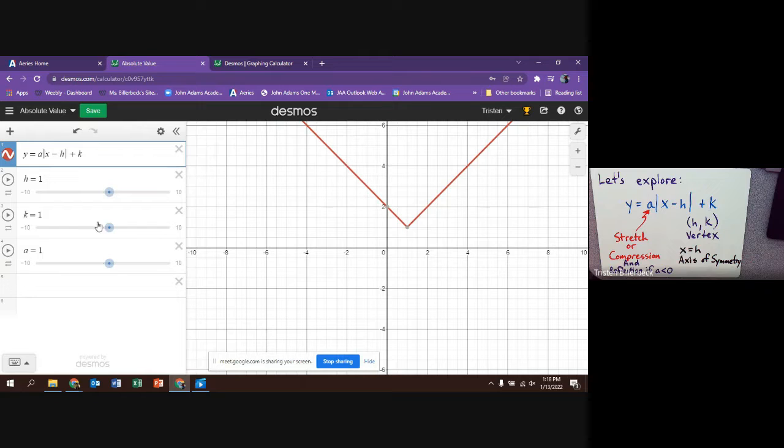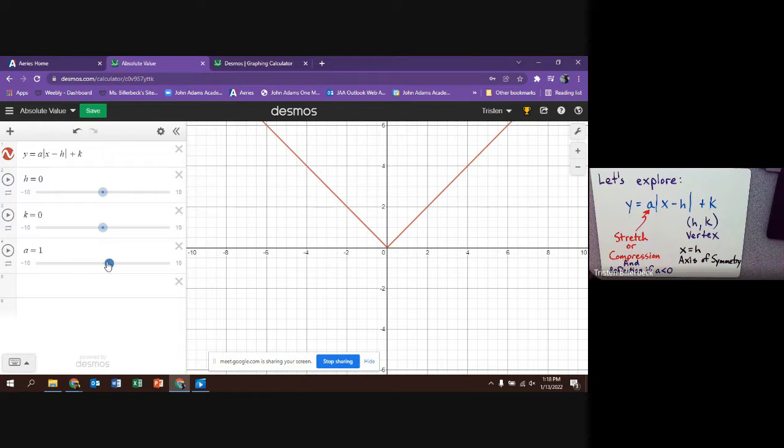So we can see that if H is 0 and K is also 0, we have the parent function. A is 1 as well. So at 2, we're going through 2. At 4, we're going to 4. This is exactly the parent function. Now, let's see what happens if we just move A.